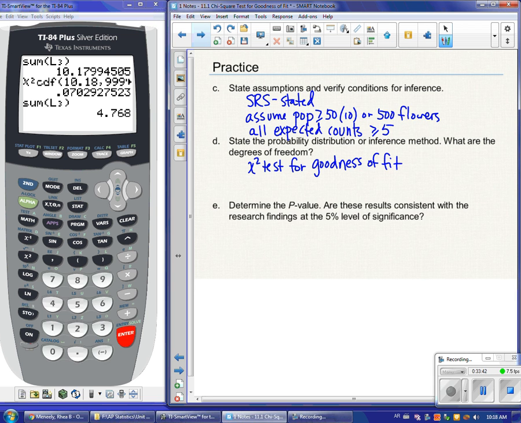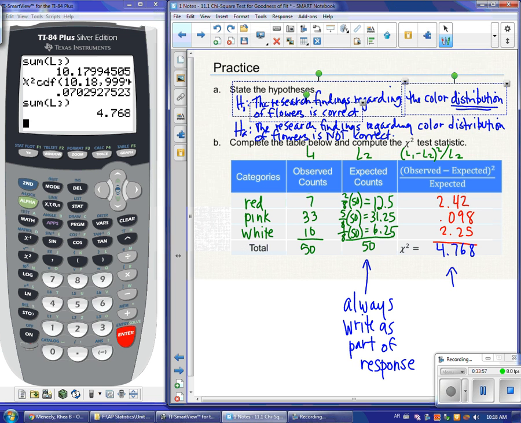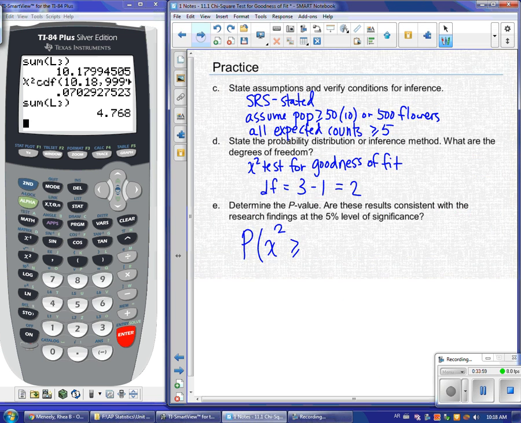And the degrees of freedom in this case, we had 3 categories of flowers minus 1, means that we're dealing with the degrees of freedom of 2. So now what I want to do is find the probability that the chi-squared value that I got is greater than or equal to, and if we look back in our table, it was 4.768.